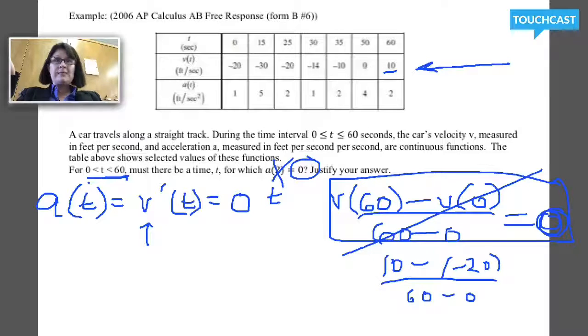Wonder what circumstance is a fraction going to equal 0? When the numerator is 0. And what's in the numerator? It's v of b minus v of a. And that difference is going to equal 0 whenever v of b and v of a are equal. So we're going to look through my list of v values. I'm looking for any two v values that match.